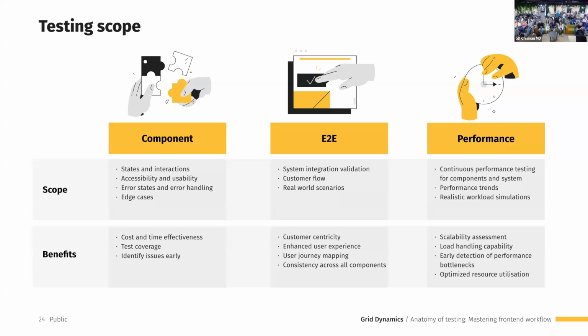Through end-to-end testing, we validate the entire system. We cover a variety of real-world customer scenarios. This process ensures consistent flow through all the components that our system has and creates a comprehensive user journey mapping as well. And of course, performance is also an important part, but we didn't have a chance to cover this, but I'll just talk about it.